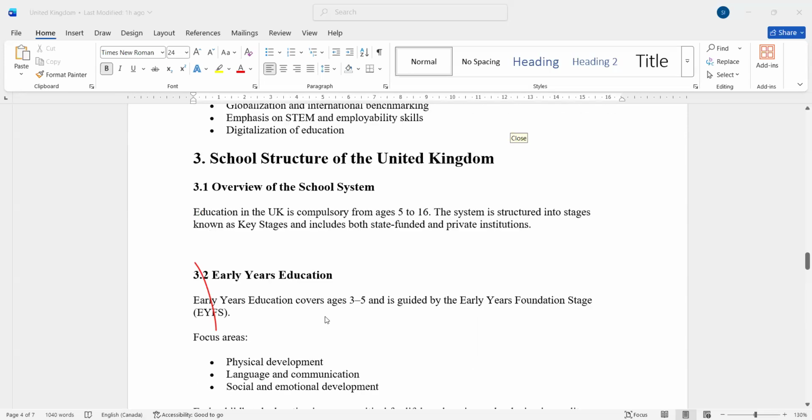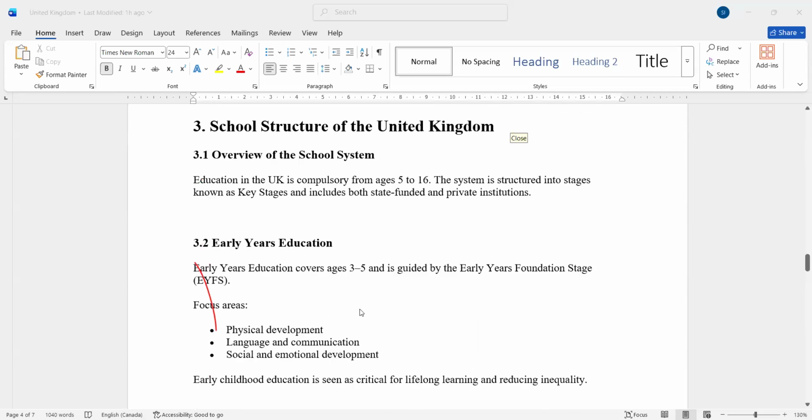And early years education covers age 3 to 5 and is guided by the Early Years Foundation Stage. So here, early childhood education, right? We are calling it Montessori, preschool, playpen, like that, right? The focus areas are physical development, language and communication, social and emotional development. Right, so our preschool objective is also the same.